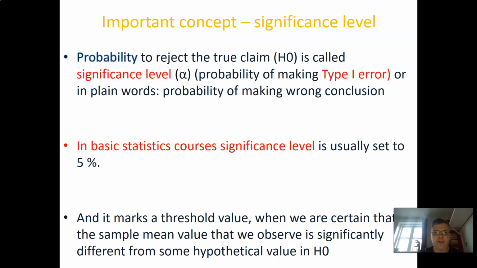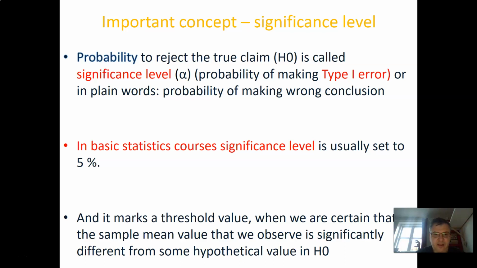So an important concept here is significance level. The probability of rejecting a true claim, in this case a true null hypothesis, is called the significance level, or in statistics the probability of making a type 1 error, or in plain words the probability of making a wrong conclusion when we reject a true null hypothesis. In basic statistics, usually this level of significance, this threshold, is 5%. And we also use this 5% in the example with the car dealer.